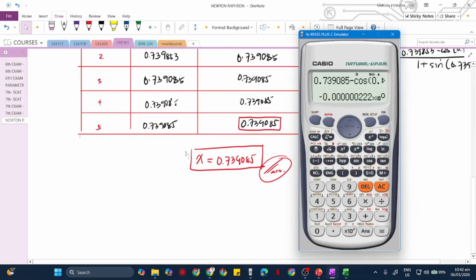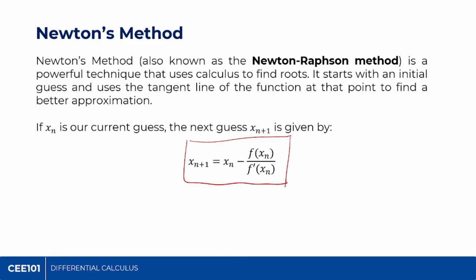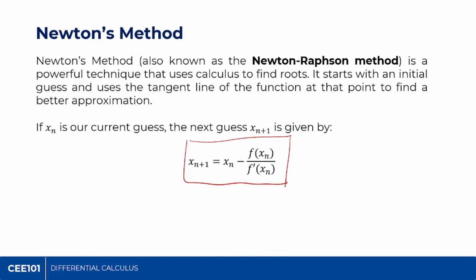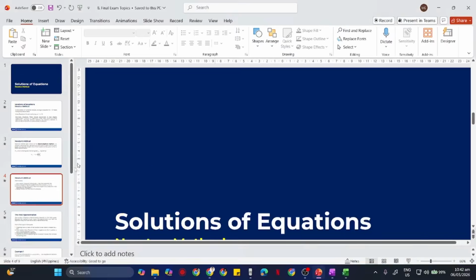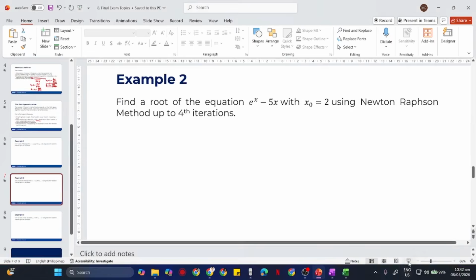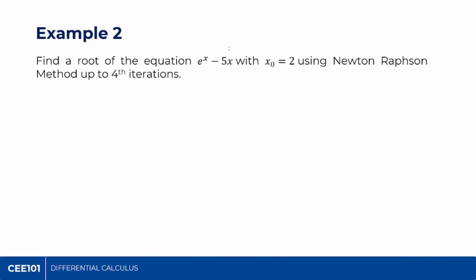Okay. Now, I want you to try this one. Okay, try answering this problem. Okay, I want you to try answering this example number 2. Okay, this one. So, you find a root of the equation e raised to the power of x minus 5x with initial guess equivalent sa 2 using Newton-Raphson method up to 4th iterations. Okay? Sige. You try answering this one. I will give a deadline for this one which will be 11:59 tonight. Okay?